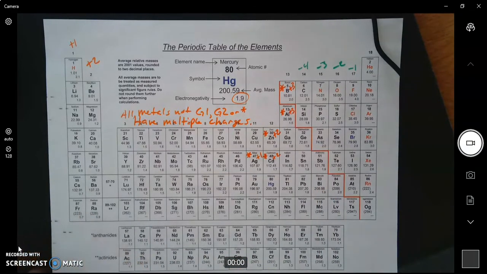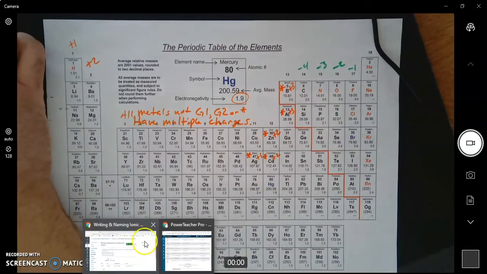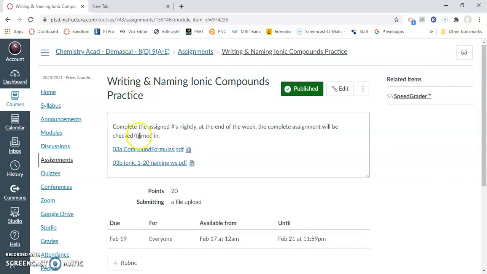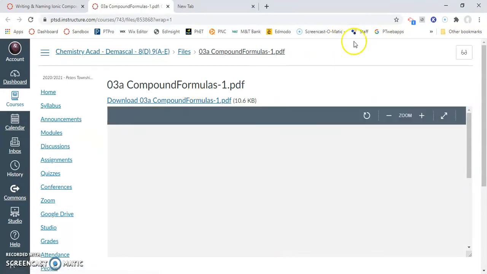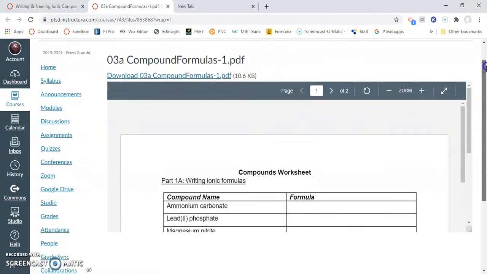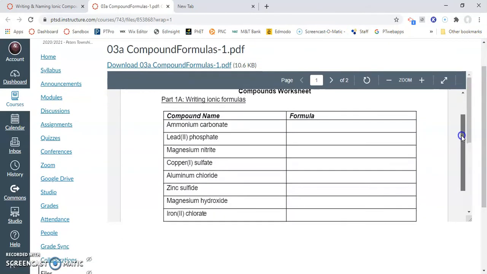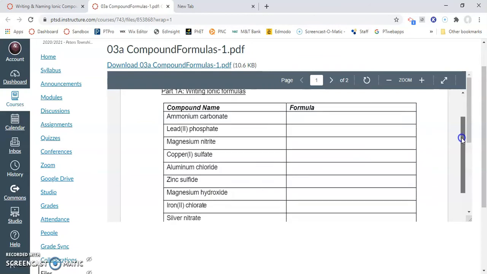Okay? Now, if you look at our module, you'll see this writing and naming ionic compounds practice. What I want you to work on today is the first page of this document. There are a handful of compounds here. They are all ionic. Some of them, ammonium carbonate, those are polyatomic ions. There's a polyatomic ion here, phosphate. Aluminum chloride, so that's going to be binary. Zinc sulfide, that one's going to be binary.